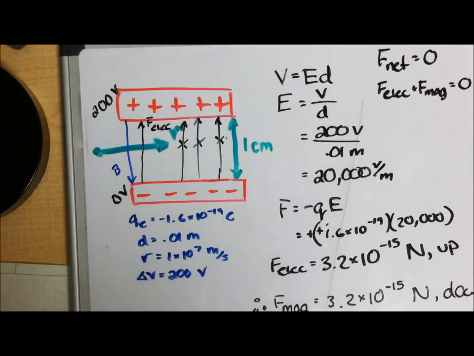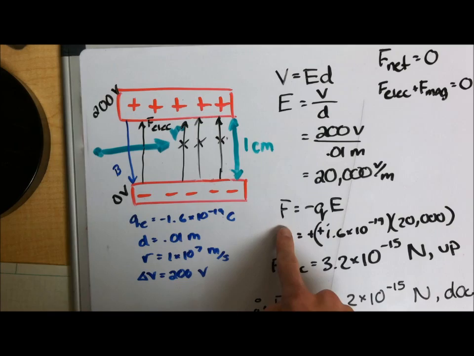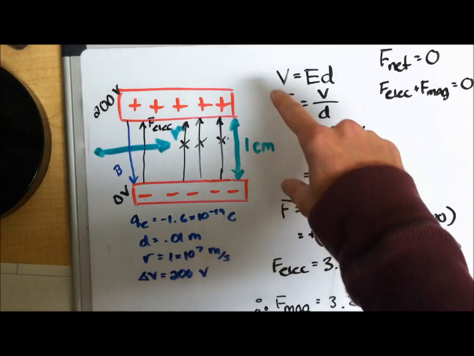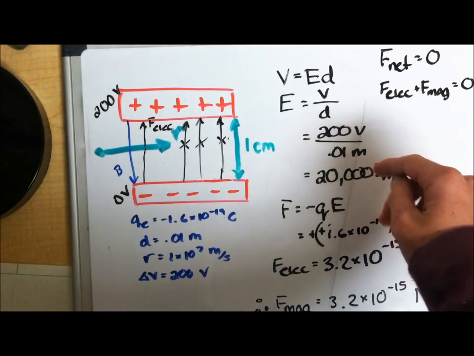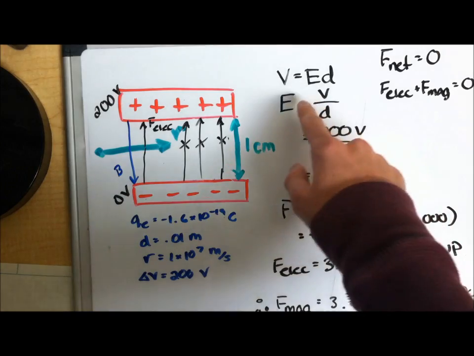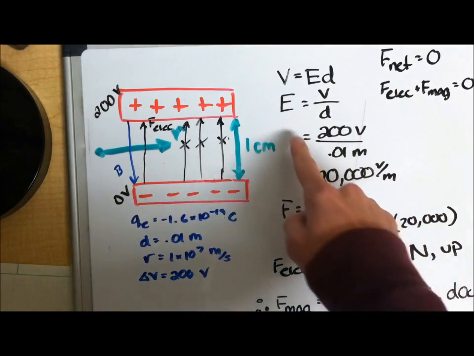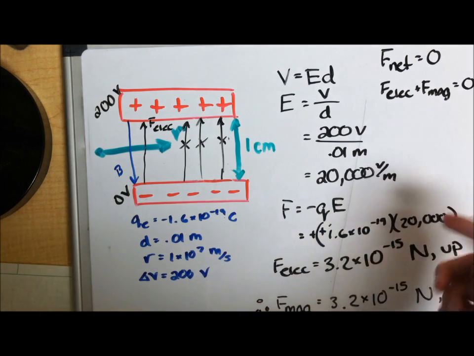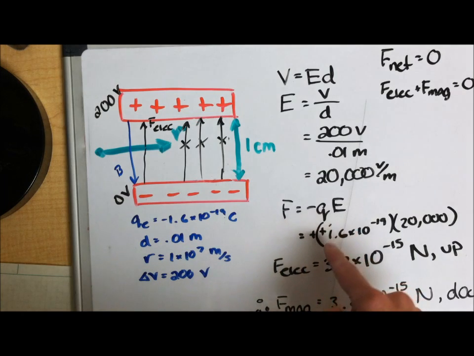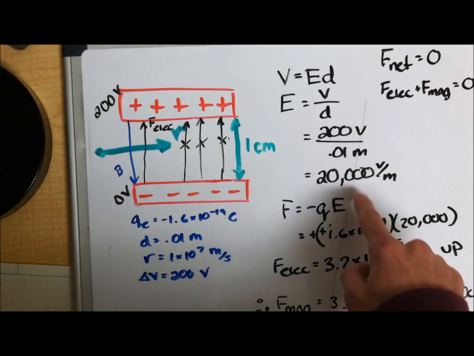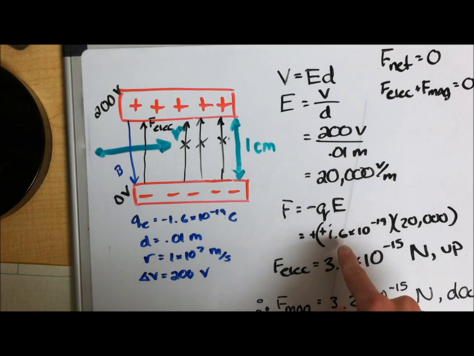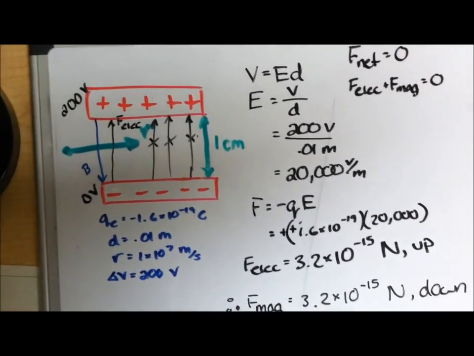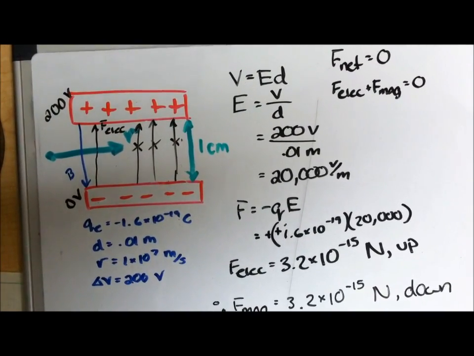We can start by solving for the electric field, ultimately solve for the electric force. We're given that they're charged plates, 200 volts is the potential difference across them. So V equals ED. We solve through. We get electric field is 20,000 volts per meter. Then we move on to the force equals negative QE. We plug in the E that we just solved for, the charge of an electron, and we get the electric force here is 3.2 times 10 to the negative 15 newtons in the up direction.